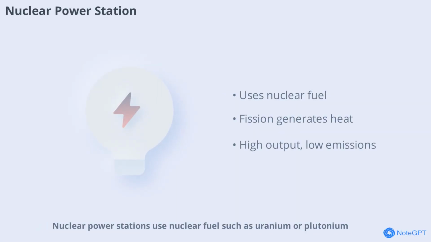Nuclear power stations use nuclear fuel, such as uranium or plutonium, to generate heat through a process called nuclear fission. The heat produced is used to create steam, which turns turbines connected to generators. Nuclear power is capable of producing large amounts of electricity with low greenhouse gas emissions, but it requires careful management of radioactive materials and safety protocols.